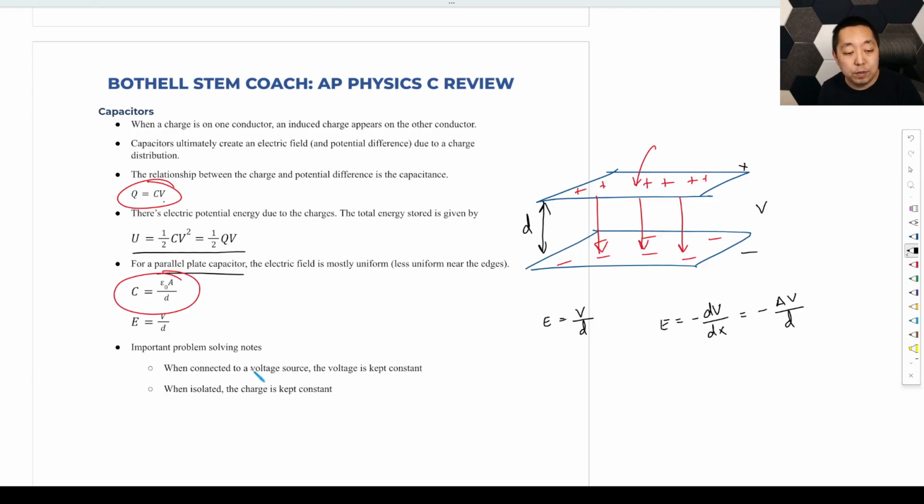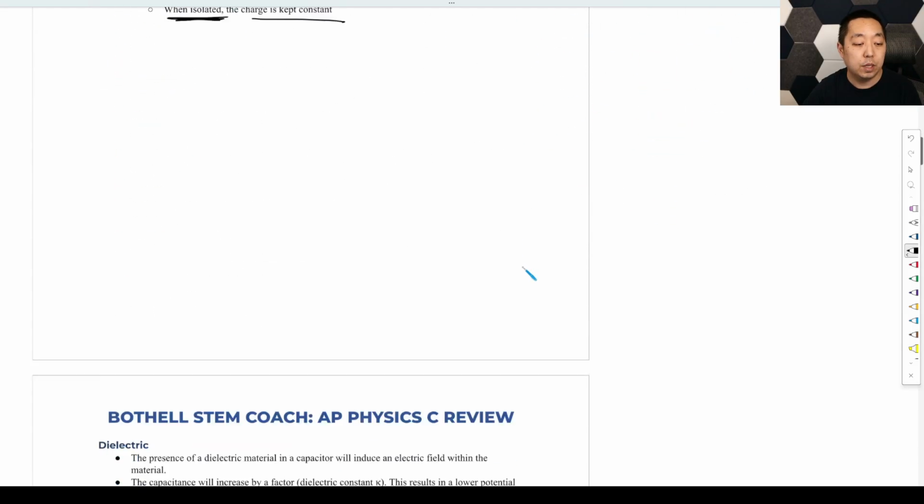So, important problem solving steps, which will come out more when we do more circuit analysis: when connected to a voltage source, the voltage is kept constant. That means when you do your Q equals CV and you make any modifications to the capacitor, the voltage is kept constant. Whereas when the capacitor is isolated, the charge is kept constant. That means Q is constant, because if you isolate it from anything else, the charges are trapped onto those conductors there.